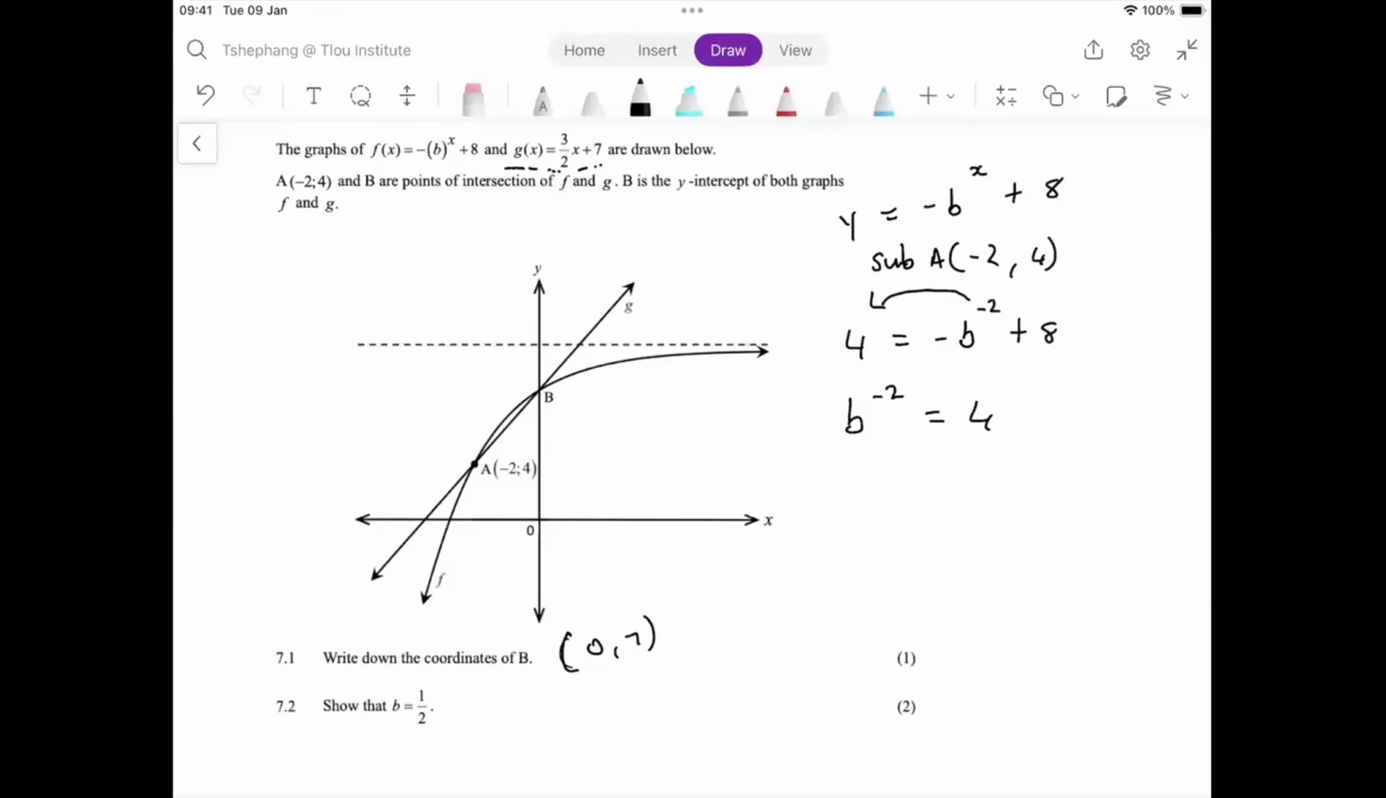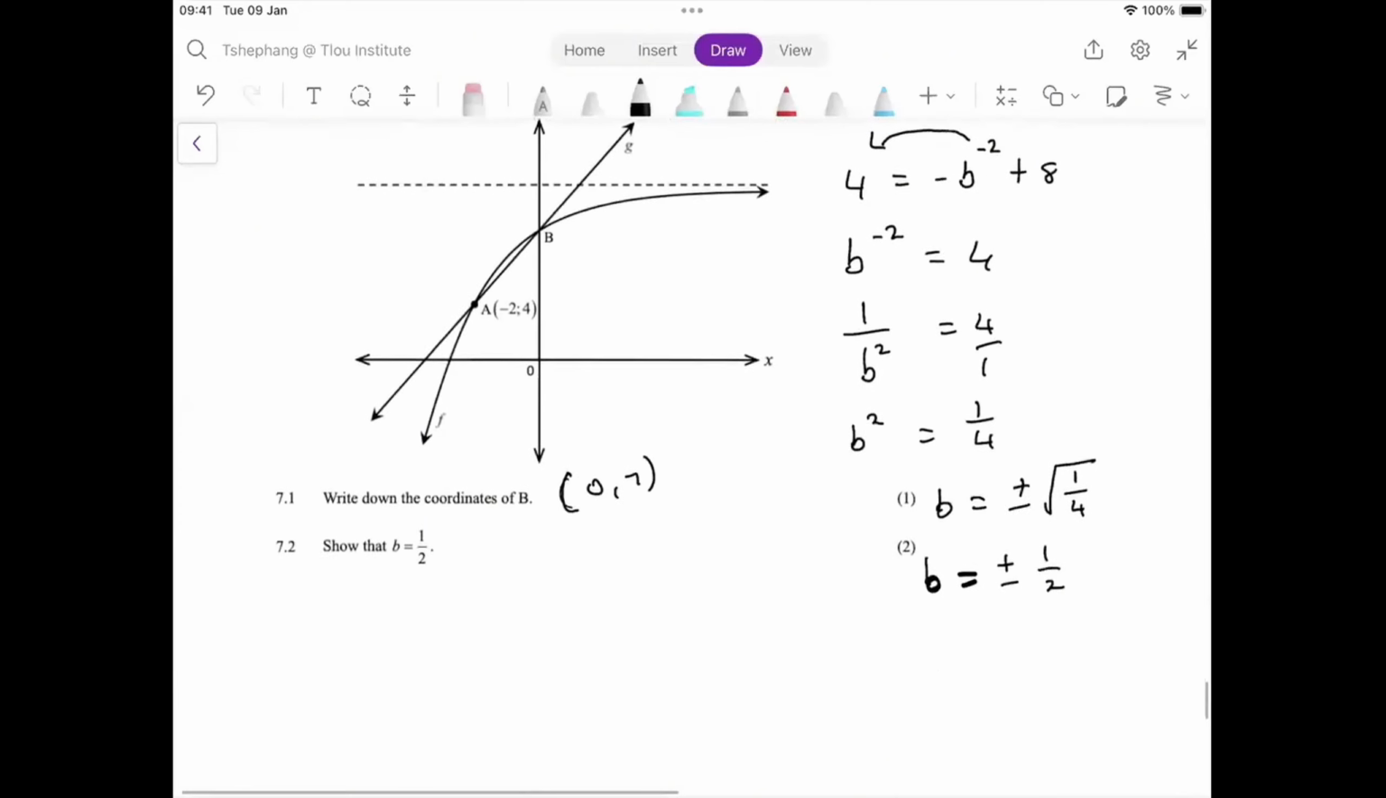Now, we dislike working with negative exponents in math. We're going to make that positive. 1 over b squared is equal to 4. Then we can cross multiply. So b squared is simply going to be 1 over 4. Then b is simply going to be plus or minus the square root of 1 over 4, and b is going to be plus or minus 1 over 2.